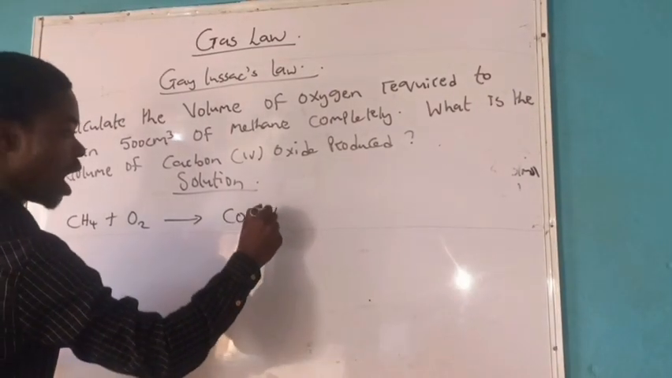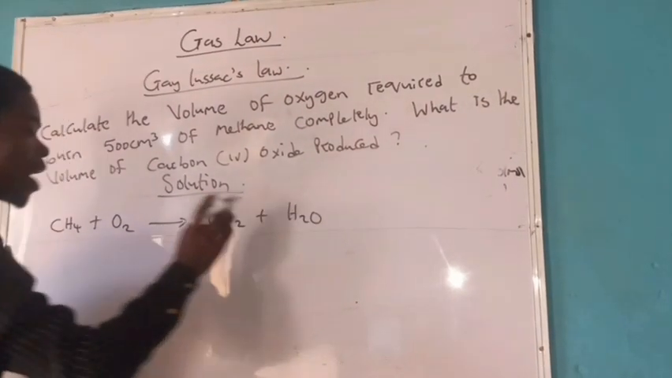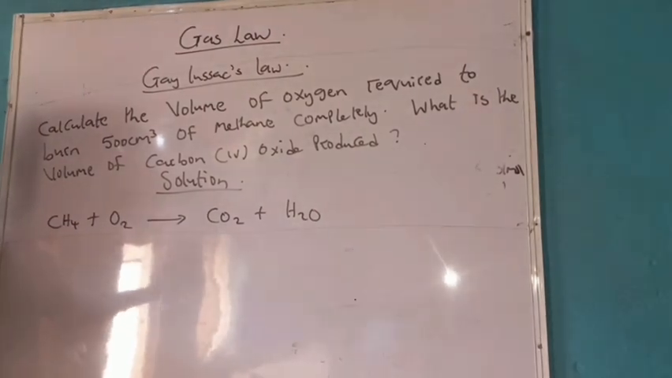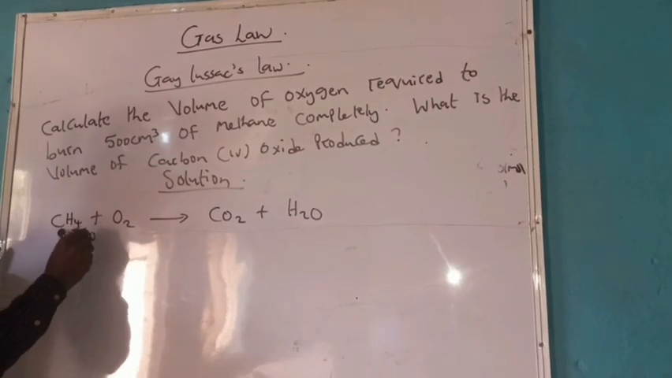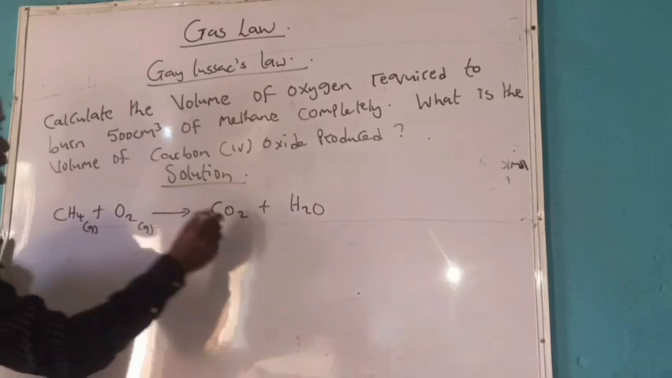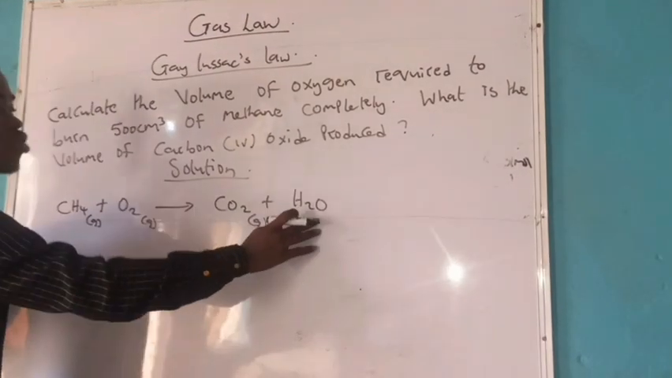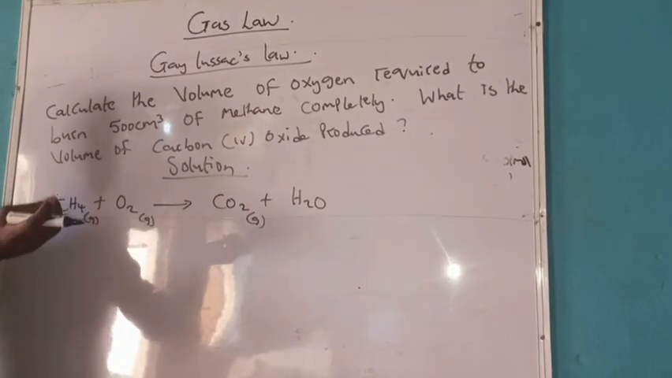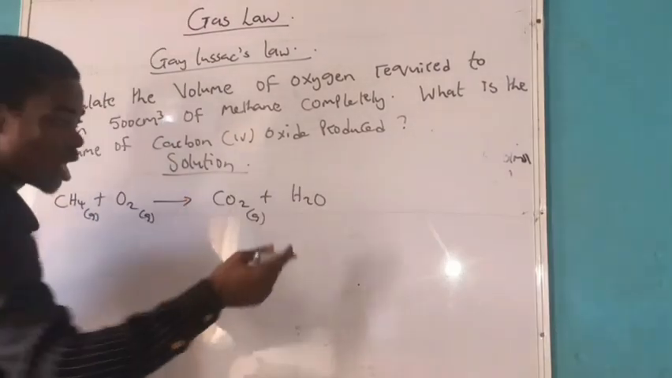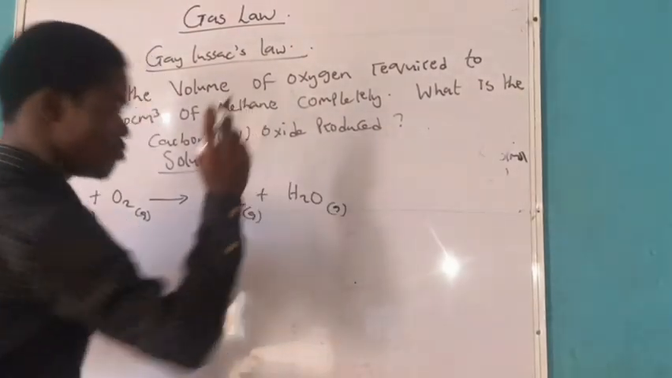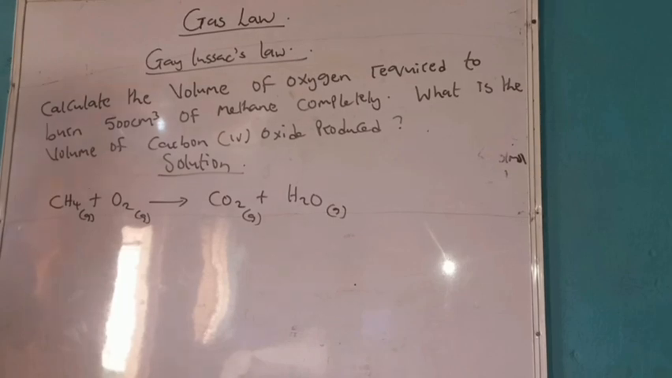Carbon dioxide and water. Don't forget, all of them must be in the same state, which is gas. So methane is a gas, oxygen is a gas, the carbon dioxide here is a gas, and the water we are talking about here is not a solid, it's not ice, it's not a liquid like your normal water. It's a gas, which is steam. They must be in the same state.